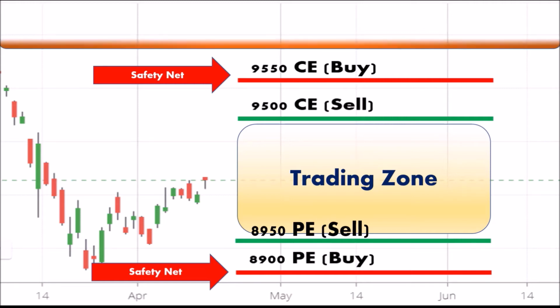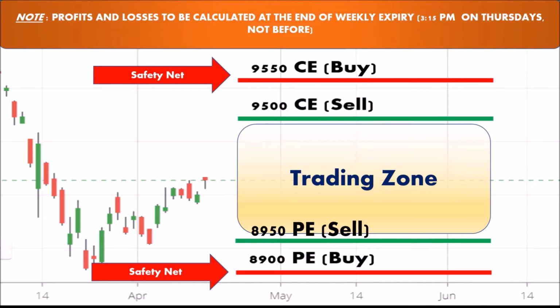Now comes the most critical point. Now these are derived from the weekly levels. Okay, I'll repeat this point again. These are the levels which are derived from the weekly levels, modified as per the change in the daily parameters.